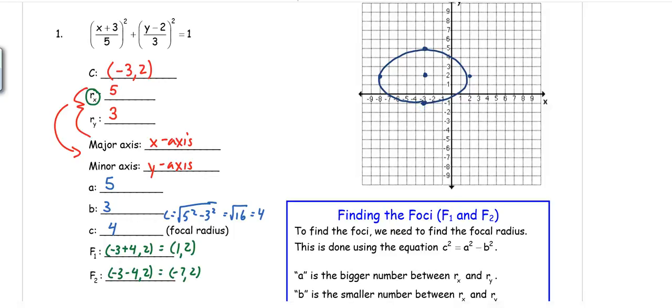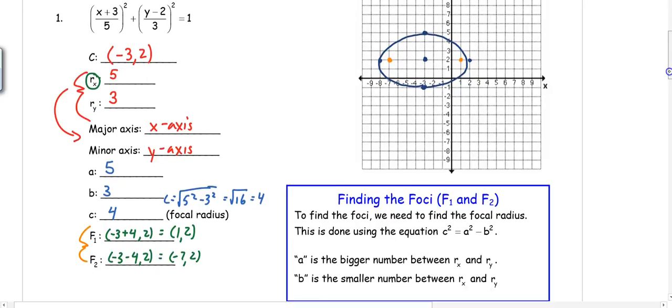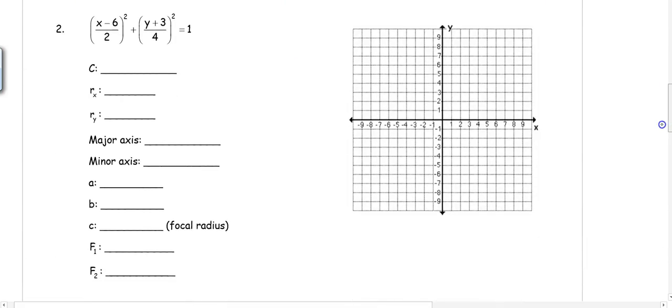The last thing I have to do is plot my foci. So I'm going to go to this point 1, 2, place a dot, and negative 7, 2, and place a dot. Now my graph of an ellipse is complete. So let's try one more example of graphing given an equation.